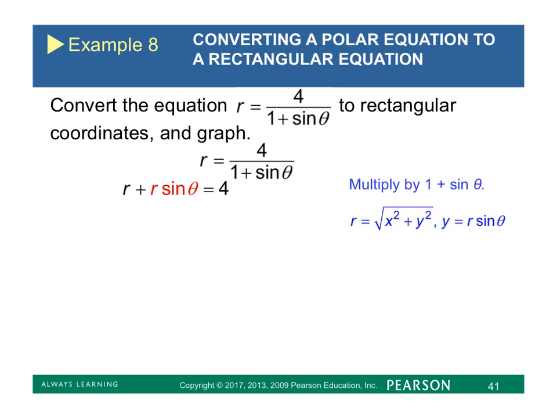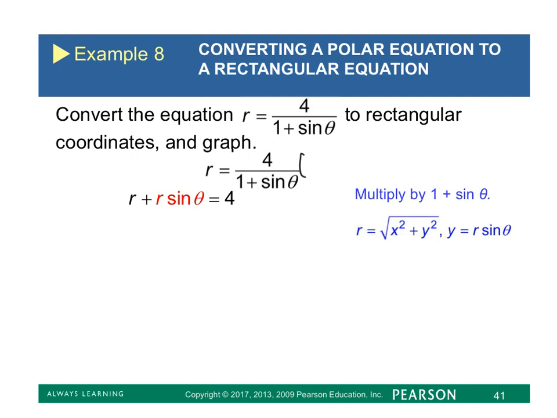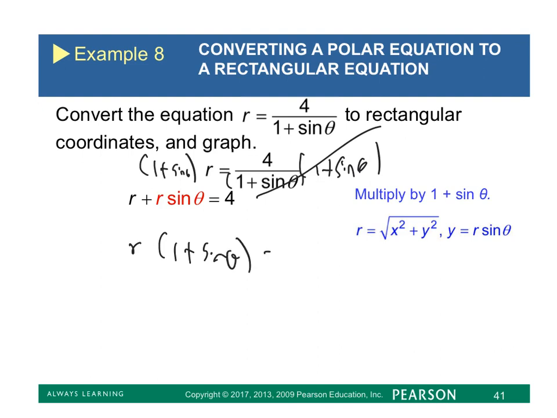So if we have r equals 4 over 1 plus sine of theta, basically we can get everything into an equation by multiplying both sides by the denominator, 1 plus sine of theta. See, before we were factoring r out, but now we're putting r in. So all of that cancels there. Now we're left with r times (1 plus sine of theta) equals 4.